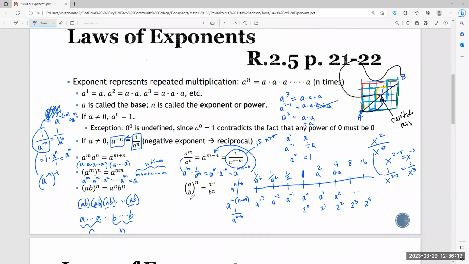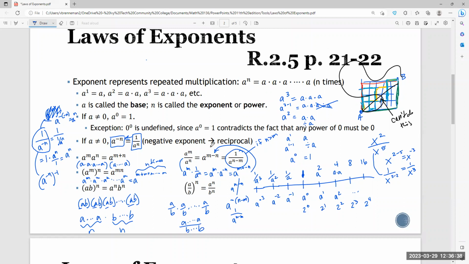Similarly with division with fractions, this is A over B times A over B, however many n times, but multiplying fractions, you multiply the denominators and you multiply the numerators. They're each getting multiplied n times.